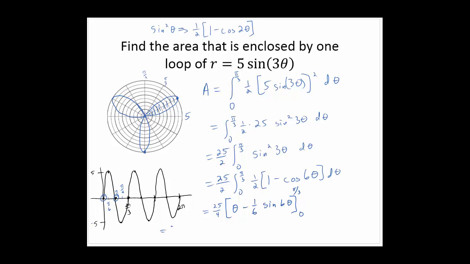So I've got 25 over 4. Substituting the pi over 3, I'd have pi over 3 minus 1/6 of sine of 6 theta. That would end up being sine of 6 times pi over 3, which is 2 pi. The sine of 2 pi is 0. So pi over 3 minus 0 minus 0 minus, again, we'd end up with a 0 here. So this ends up being 25 over 4 times pi over 3, which is 25 pi over 12.